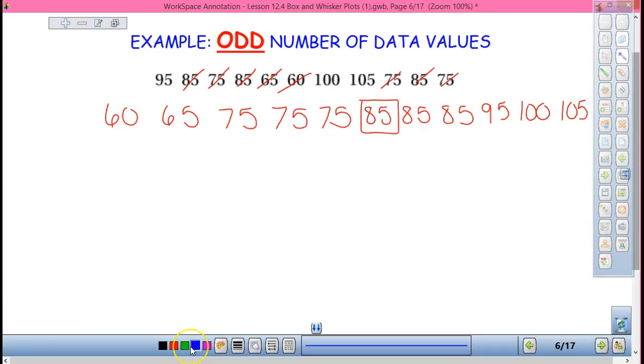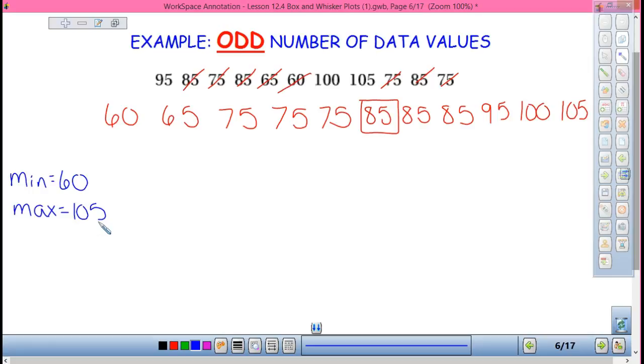So, some of the things that we're going to have to pick out of this. Minimum is 60. Maximum is 105. Okay? Is this all on another slide for me, or do I have to put it on this one? Yep, it is. Okay, that's good.